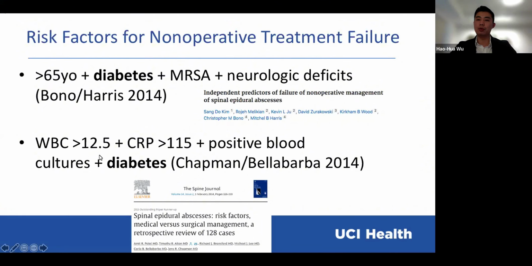Chapman and Bellabarba from University of Washington, also in 2014, published a similar study, and they found patients that had a white count greater than 12.5, CRP greater than 115, positive blood cultures, and diabetes. These were patients that were also at risk. I highlighted diabetes because this is the only one that was the same between the 2 papers. So if you have to remember one non-operative treatment failure risk factor, it would be diabetes for your patient. But they also found something similar, where patients that had 3 or more of these risk factors were at risk for needing a surgery.